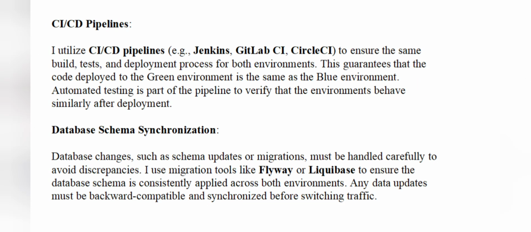The next point is CI/CD pipelines. We utilize CI/CD pipelines such as Jenkins, GitLab CI, or CircleCI to ensure the same build, test, and deployment process for both the environments. This guarantees that the code deployed to the green environment is the same as the blue environment. Automated testing is part of the pipeline to verify that the environments behave similarly after deployment.